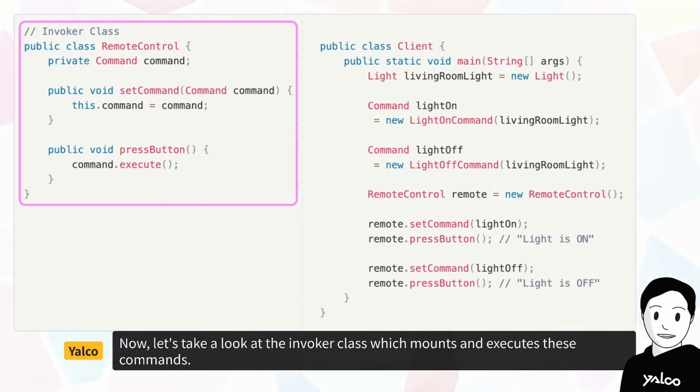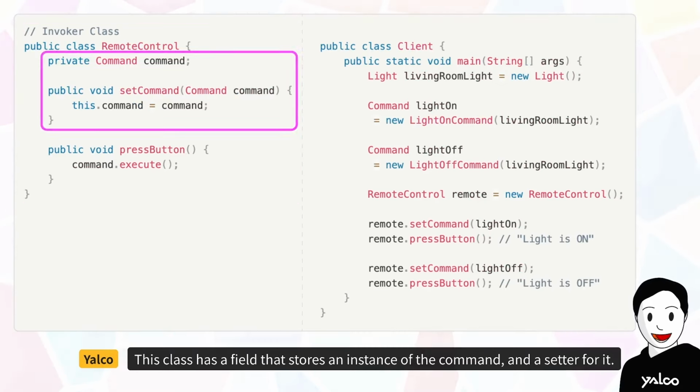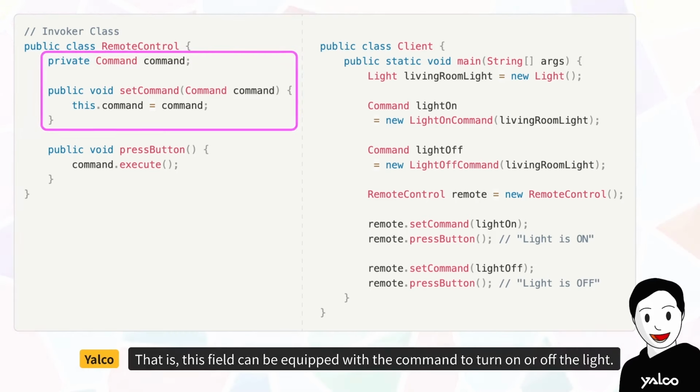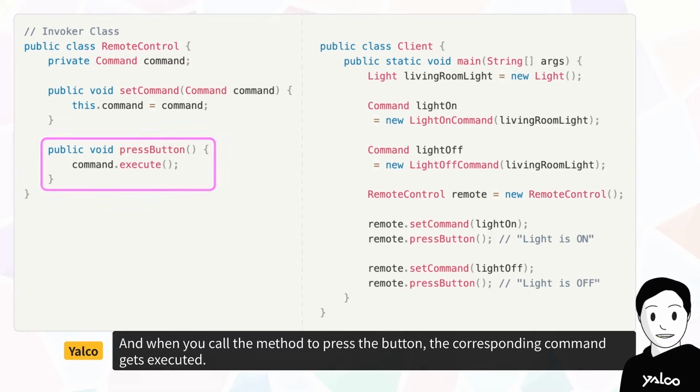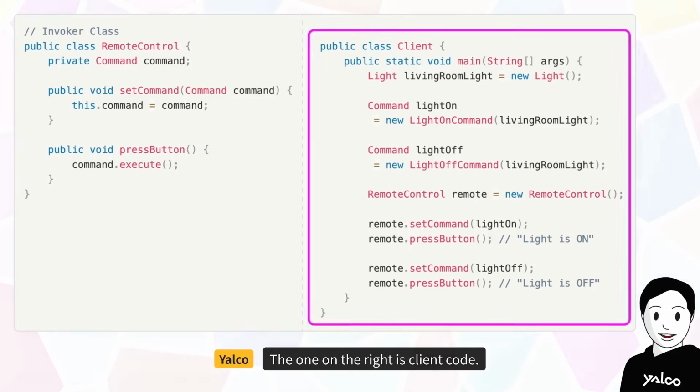Now, let's take a look at the invoker class, which mounts and executes these commands. This class has a field that stores an instance of the command and a setter for it. That is, this field can be equipped with the command to turn on or off the light, and when you call the method to press the button, the corresponding command gets executed. The one on the right is client code.